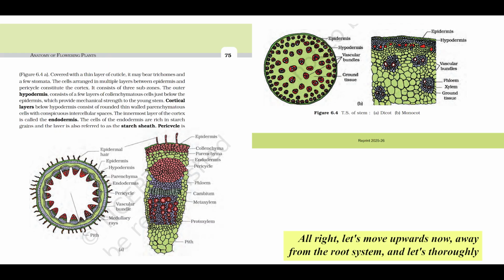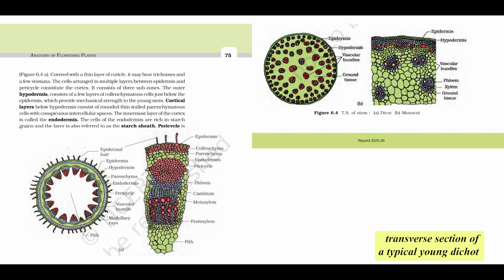All right, let's move upwards now, away from the root system, and let's thoroughly examine the anatomy of a dicotyledonous stem. We'll focus on a young one, as it shows the primary structure most clearly. If you take a transverse section of a typical young dicot stem, you'll observe a very characteristic and ordered internal structure, quite different from the root.